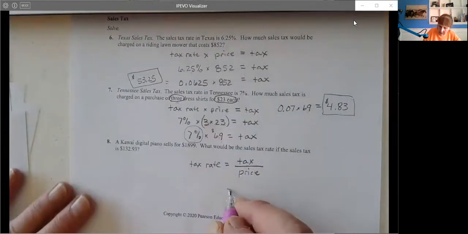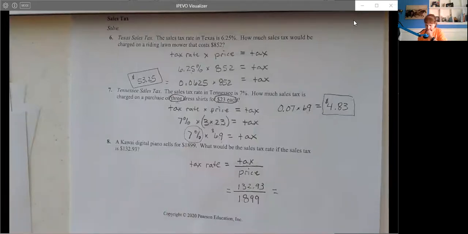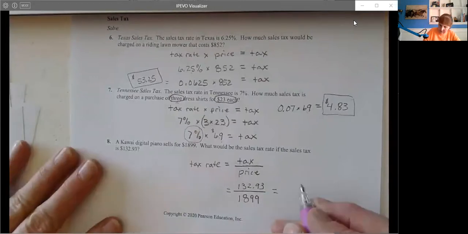So our tax rate is the tax, which is $132.93, divided by the price, which is $1,899. So we'll go ahead and, they didn't tell us where to round it off, so hopefully it's not too long. Divided by 1,899. Perfect.